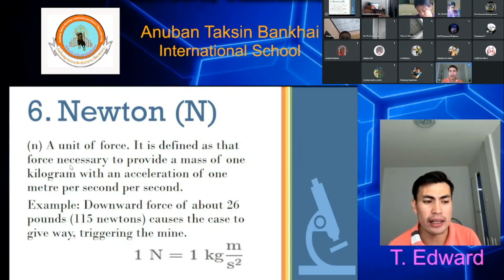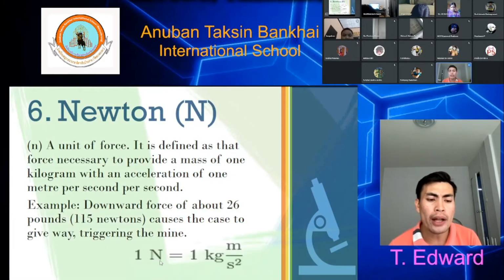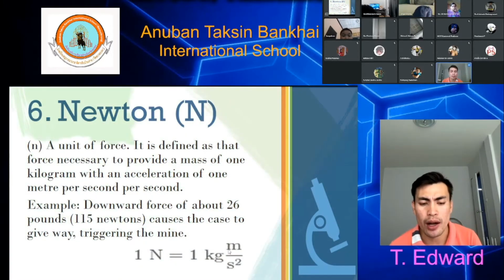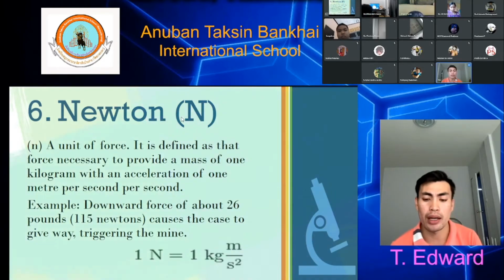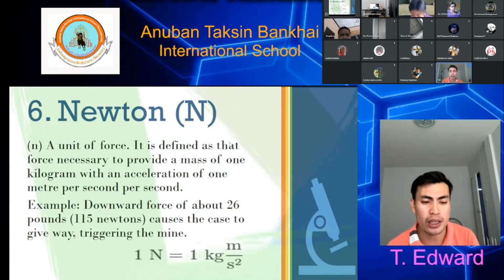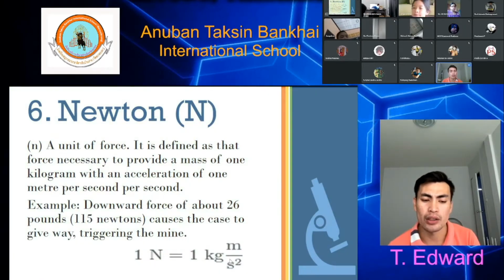So a Newton is a unit of force. It is defined as the force necessary to provide a mass of 1 kilogram with an acceleration of 1 meter per second squared. So 1 Newton is equal to 1 kilogram multiplied by meter per second squared. That is the formula for Newton, but we will not study this one yet. Maybe when you go to Matayom, you will study force and compute the actual Newton in kilogram meter per second squared.